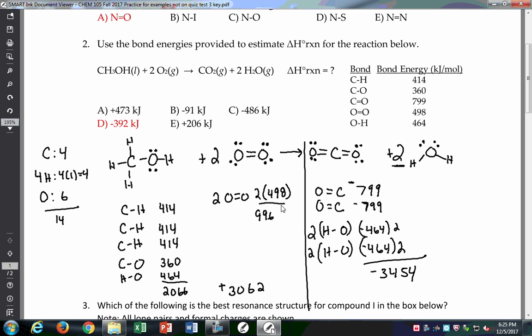So that is negative 3,454. Now to get my delta, all I have to do is add those 2 numbers together. 3,062 plus negative 3,454 is equal to negative 392 kilojoules. So you do have to take the moles into account. And you don't have to memorize this or do this. That's not necessary.